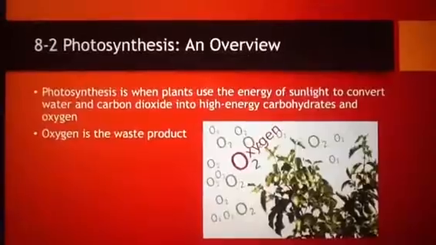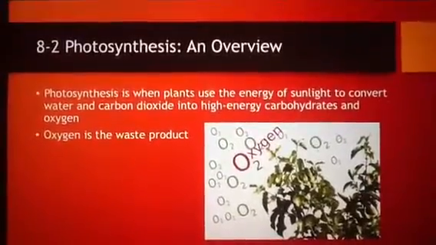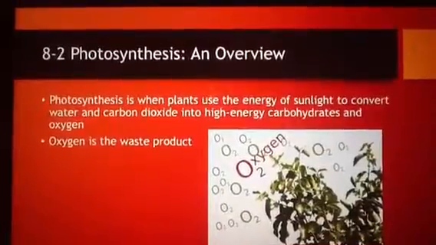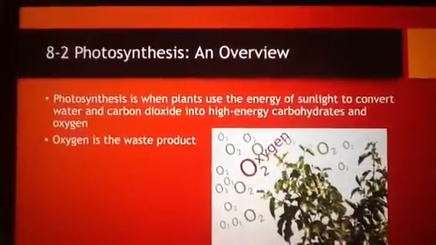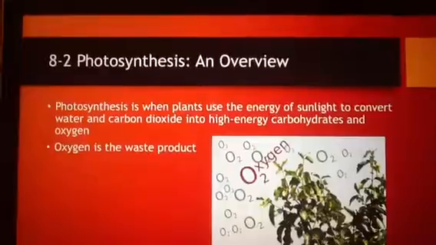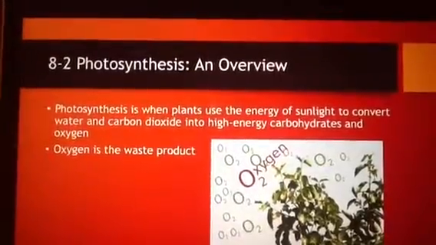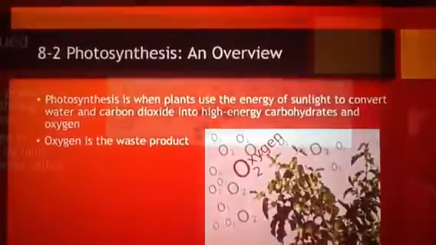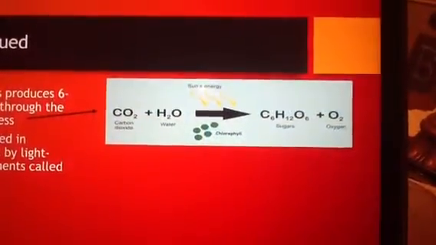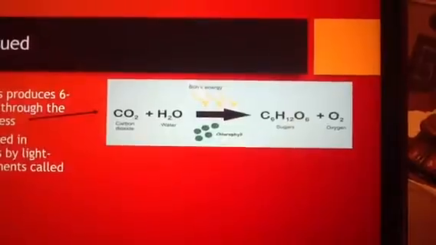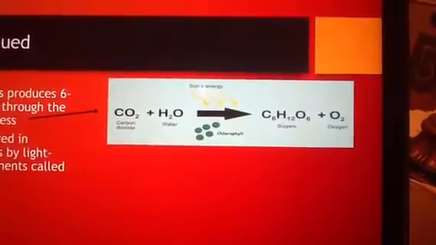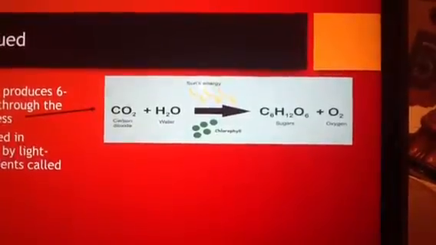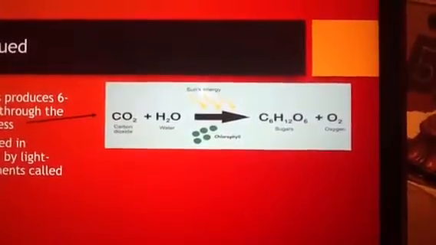Photosynthesis is when plants use the energy of sunlight to convert water and carbon dioxide into high-energy carbohydrates and oxygen. The carbohydrate that it typically converts them into is glucose, and oxygen is the waste product which we breathe in. The chemical equation for photosynthesis is as follows. Chlorophyll uses the sun's energy as well as the reactants of carbon dioxide and water to produce sugars and oxygen.